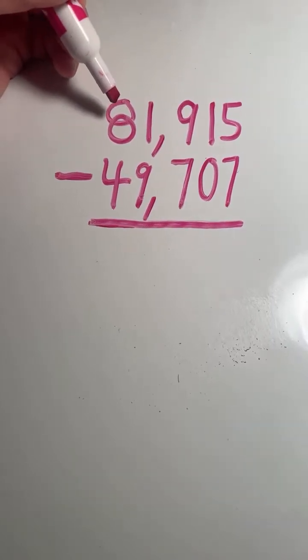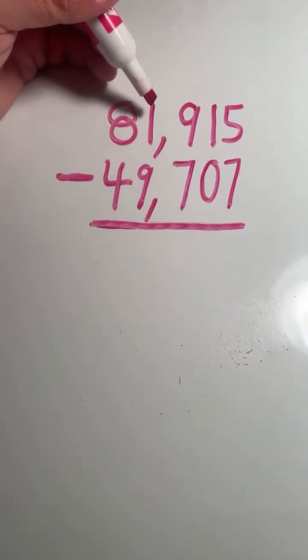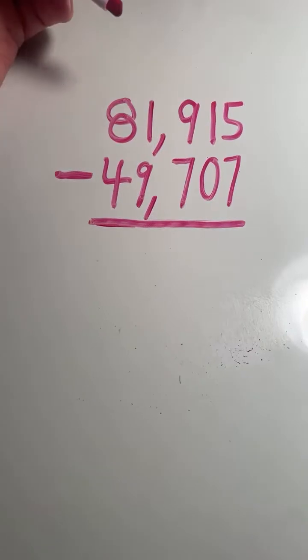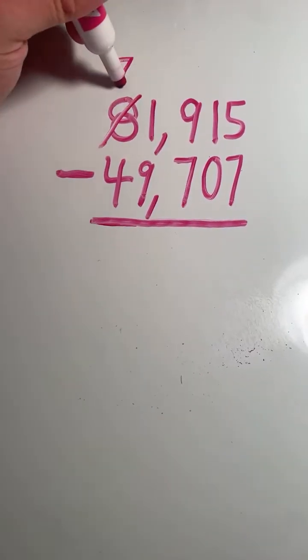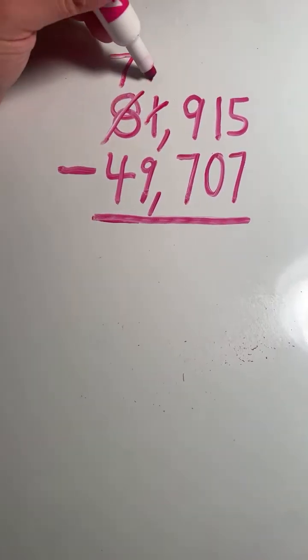So again, before we do any subtraction, we're going to do all of our regrouping. So we're finding the 10,000s place and the thousands place. You cannot start out with 1 and take away 9, so we are going to need to regroup. So that 8 is going to become a 7, and that 1 is going to become an 11.